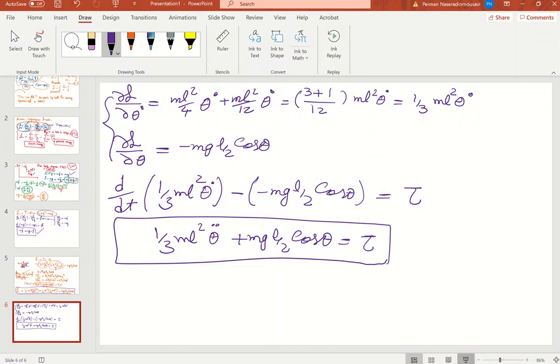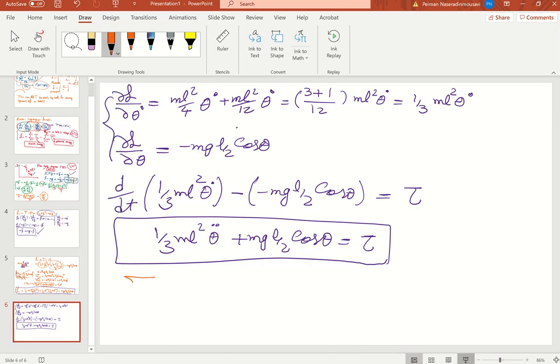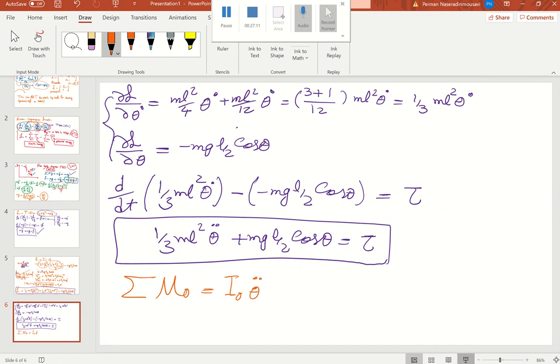Now you can validate this by our dynamics course. Use the moment equation. You get the same result. I bet $1 million. I bet that you will get the same result for this robotic link.